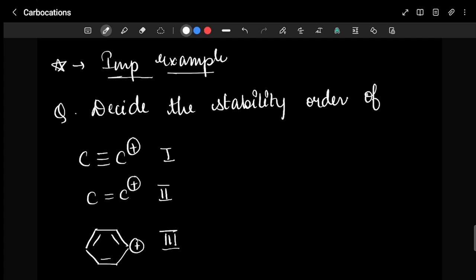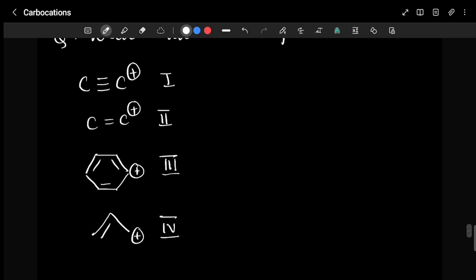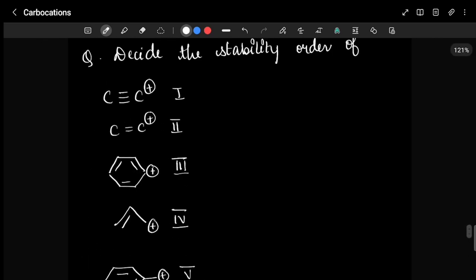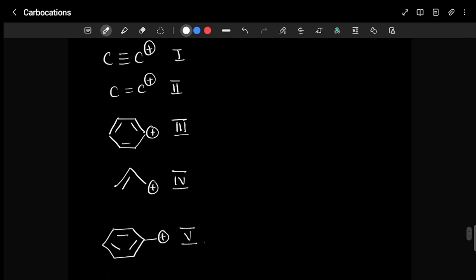So in this example, we are going to compare various carbocations here. We have a 3 degree carbocation, a 2 degree carbocation, a phenyl carbocation, and then we have an allyl carbocation and a benzyl carbocation. 1, 2, 3, 4, 5. Let's tell the stability order here. Now, what will be the most stable among these?